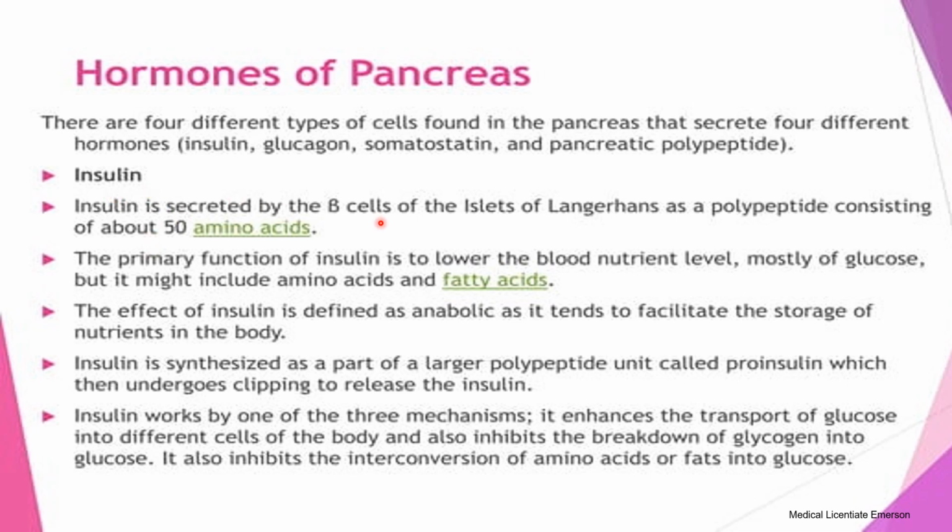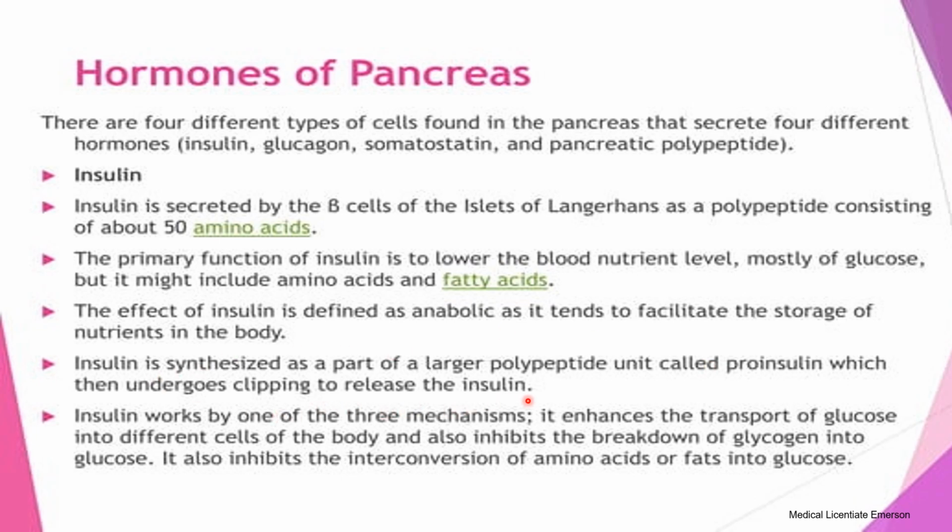So insulin is secreted by the beta cells of the islets of Langerhans as a polypeptide consisting of about 50 amino acids. The primary function of insulin is to lower the blood nutrient level, mostly of glucose, but it might include amino acids and fatty acids as well. Then the effect of insulin is defined as anabolic, as it tends to facilitate the storage of nutrients in the body.